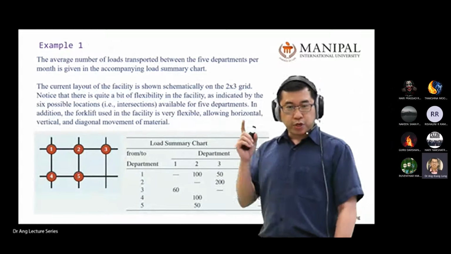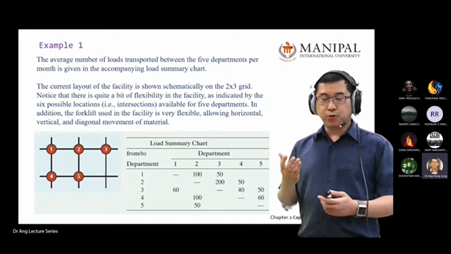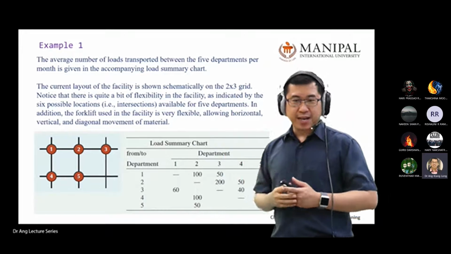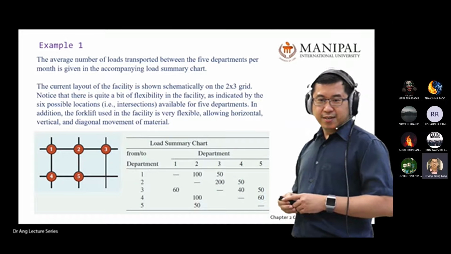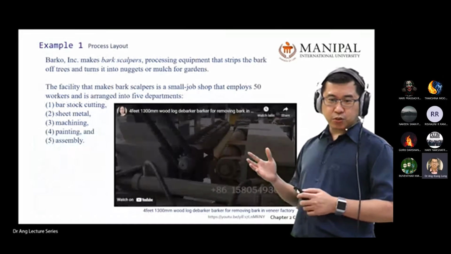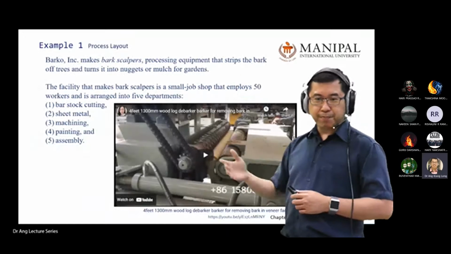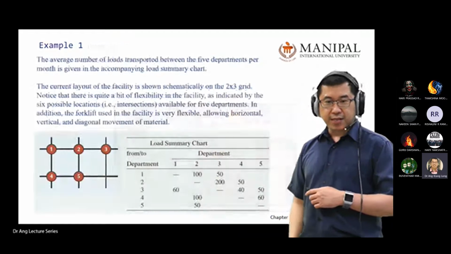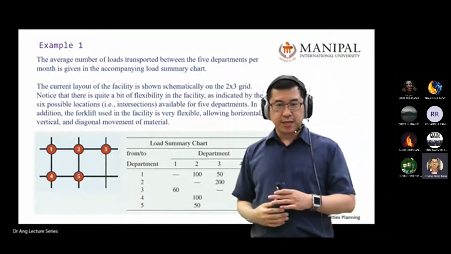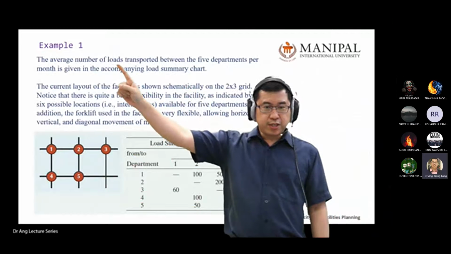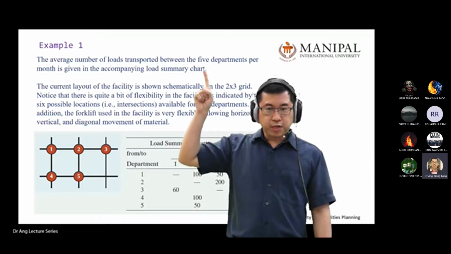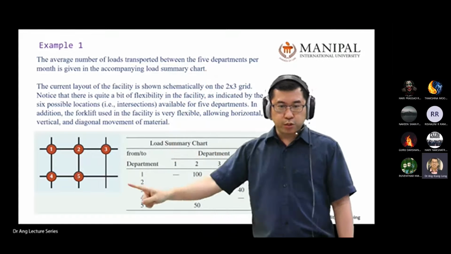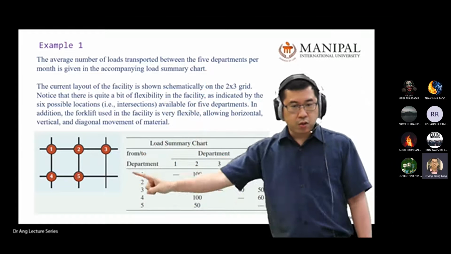Okay. We continue to read on, and if you have the tutorial handout, you have all the statements here. I just explain it line by line so that you understand what is happening. The last page here tells you what the company does and what the basic processes are. Next, I give you more detailed information. The average number of loads between the 5 departments just now was given in a load chart. This is called a load chart.